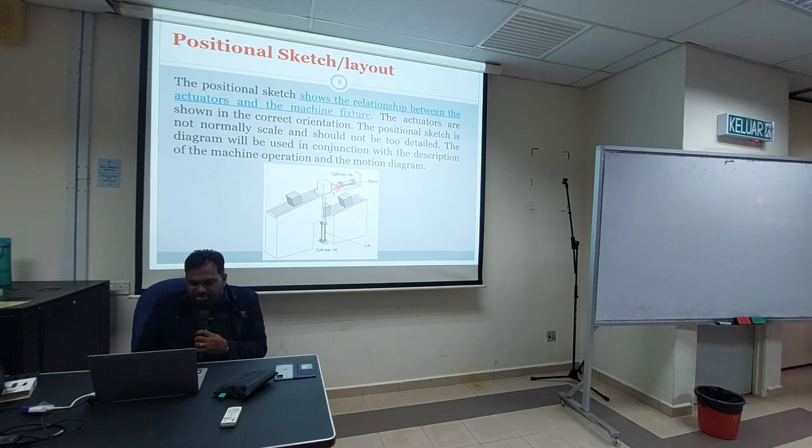So kita tahu, so the conveyor ada dua, then so barang masuk dekat conveyor, stop dekat sini, cylinder 1A push, dia naik ke atas, dan cylinder 2A push masuk ke conveyor 2. So from the positional sketch, we can understand how the system work. Okay, so kita boleh tahu. So that is what we call as a positional sketch.